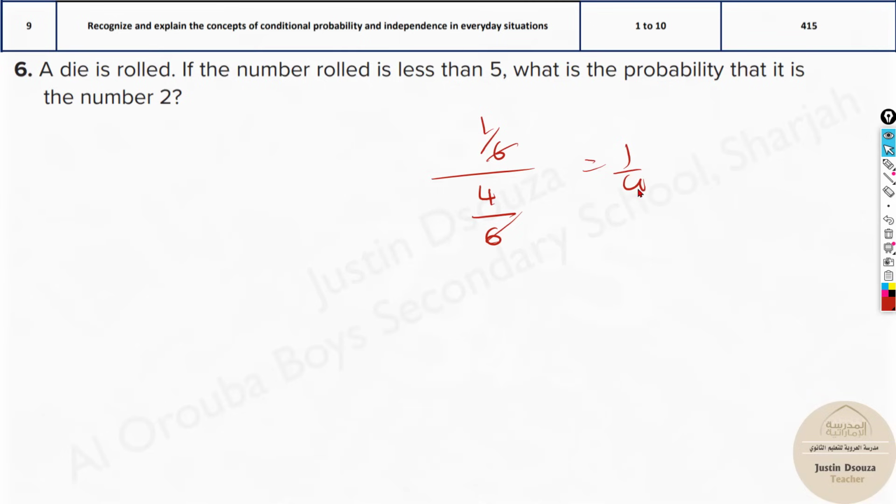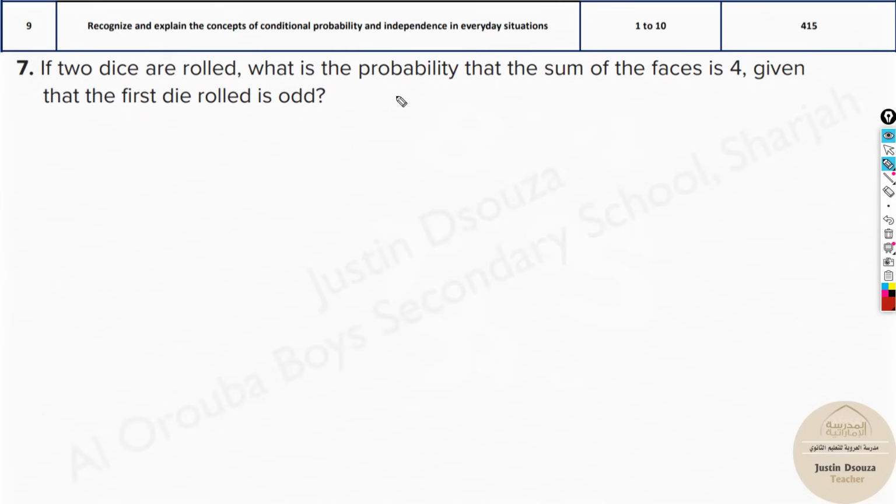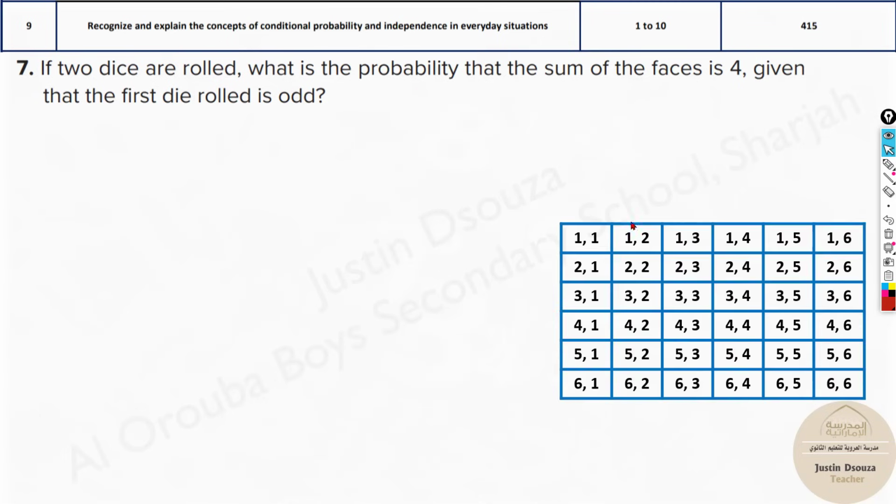You will get 1/4. If 2 dice are rolled, what is the probability that the sum of the faces is 4, given that the first die rolled is odd? Now, this one is a little bit complicated because we need to know the possibility of die rolls, right? It's very handy to know whenever you roll 2 dice, the total possibilities are 36. And now, sum of faces is having 4. You can keep counting it. But I will tell you another method without counting it as well.